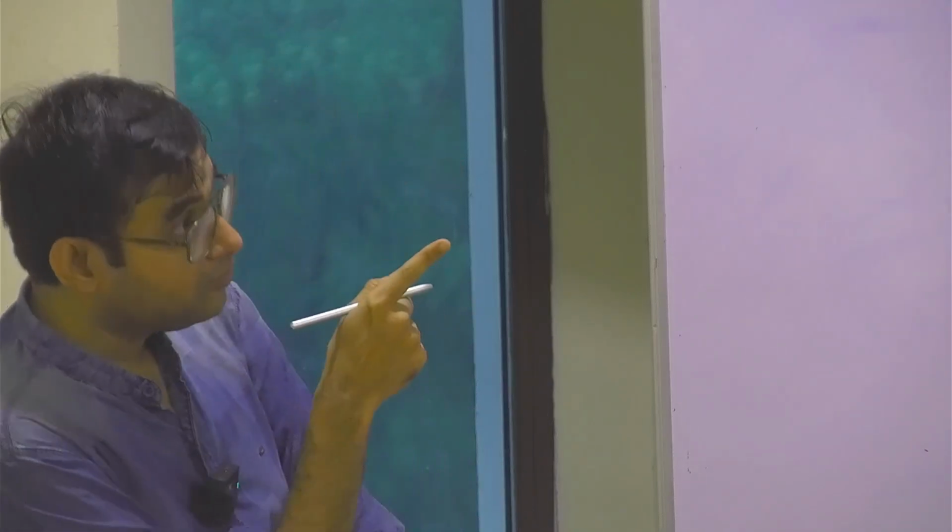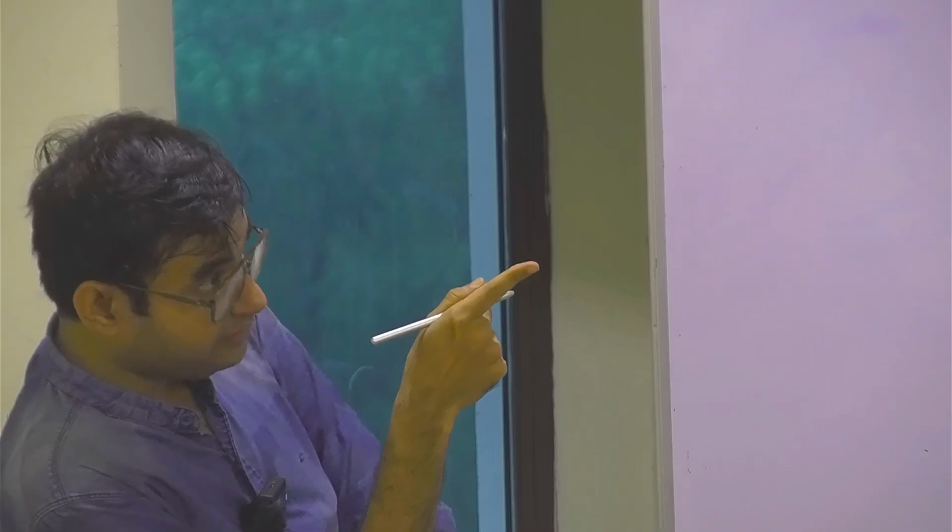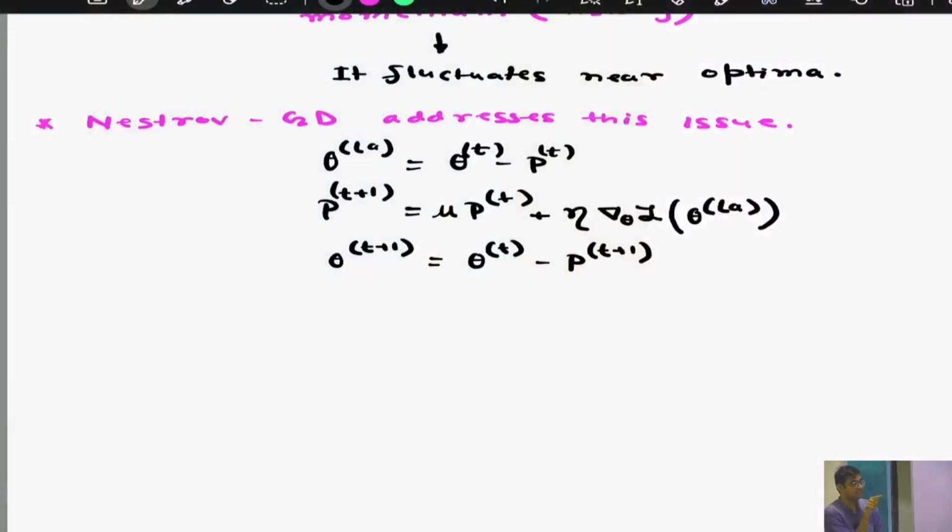Look at this gradient of theta L at theta LA. Now at the look ahead point, if you are near the optima, what will be that term? Gradient of theta LA. At the optima, that term is 0, right? Gradient is 0. So if that is 0, it will not update. So you are not taking a decision. The decision is taken by the fact that you are now evaluating at the next step, right?